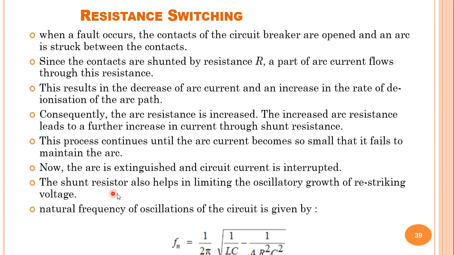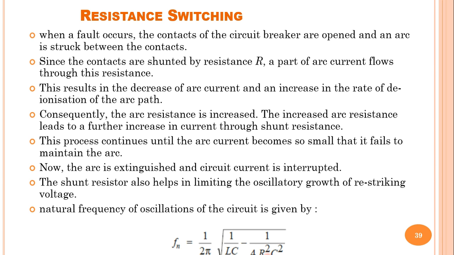The shunt resistor also helps in limiting the oscillatory growth of restriking voltage. And while using resistance switching or a shunt resistance, the natural frequency of oscillation of the circuit is given by 1 by 2 pi times the square root of (1 by LC minus 1 by 4 R square C square).